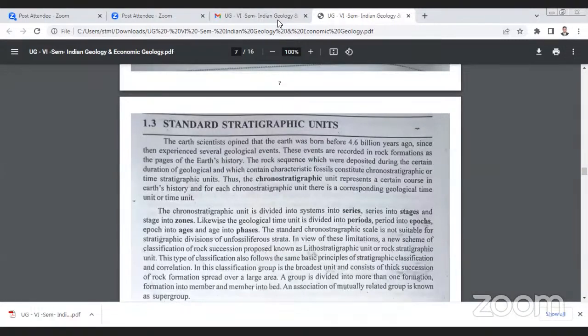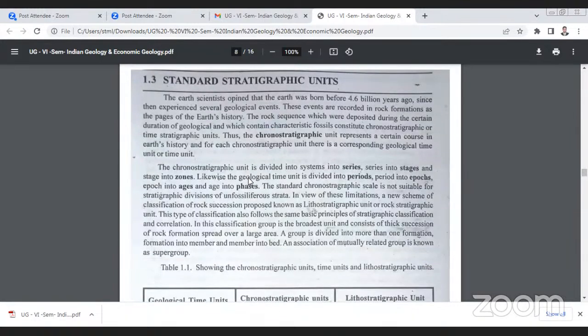Now we see the standard stratigraphic units. In the opinion of Earth scientists, the Earth was born more than 4.6 billion years ago. Since then, it has experienced several geological events. These events are recorded in the rock formations as the pages of Earth history.